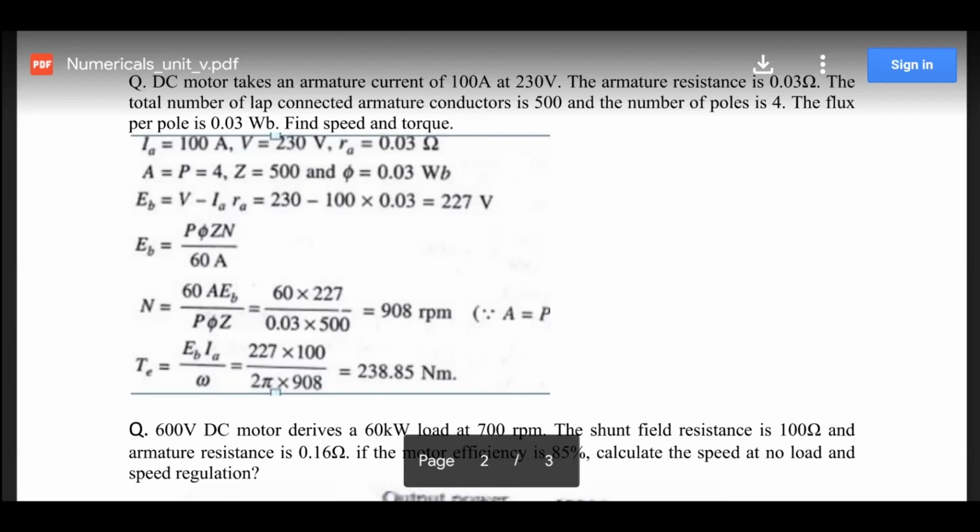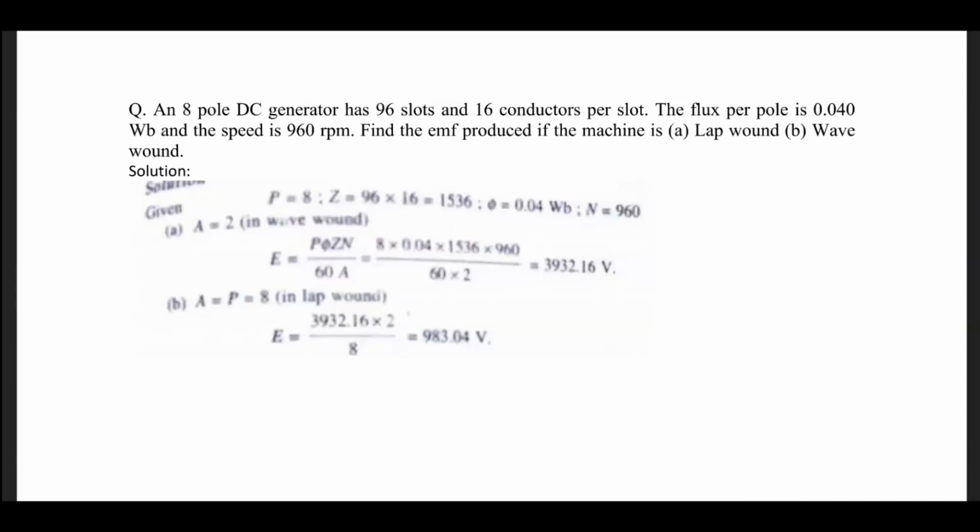So here it is an 8 pole DC generator, and it is having 96 slots and 16 conductors per slot. Flux per pole is 0.04 Weber and speed is 960 rpm. So find the EMF produced if the machine is lap wound and second part is wave wound. Okay.